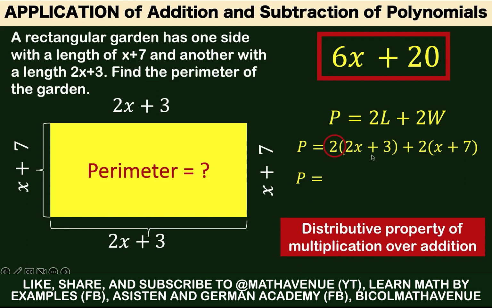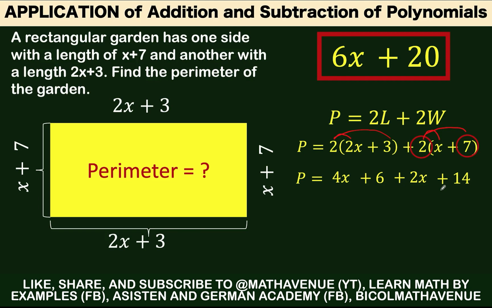So 2 times 2x is equal to 4x. Then distribute this 2 again, multiplied to positive 3. So 2 times 3 is equal to 6. Then go to the next monomial factor, multiply 2 times x to get 2x. And 2 times 7 is equal to 14. So what happens is we distribute this 2 to the binomial and distribute this 2 again to the other binomial. The result would be these 4 terms.